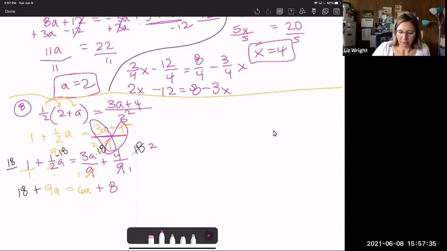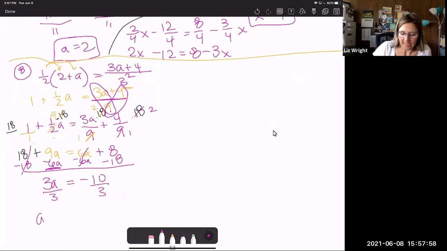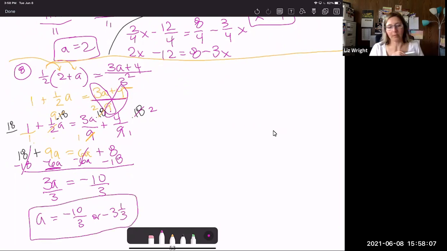So now let's combine our like terms. I'm going to subtract the 6a, subtract the 6a, subtract 18, subtract 18. So then here, I'm getting on this left-hand side, I'm getting 3a equals 8 minus 18 is going to give me negative 10. Divide both sides by 3. And a is going to equal negative 10 thirds or negative 3 1/3, like that. And that is our final answer.